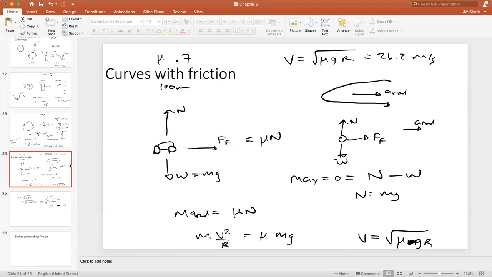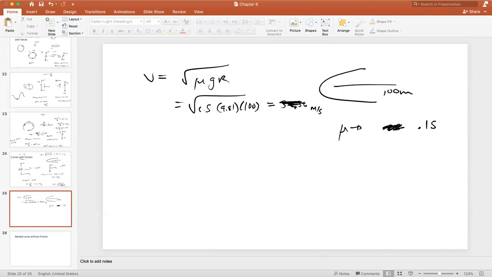Oh, I see what I did wrong. I'm so sorry, you guys. This is not 1.5. This is 0.15. 0.15 times 9.81 times 100 is 147. Take the square root of that, I get 12. So this is 12.13 meters per second. Okay, so that's the maximum on a rainy, wet road that has no traction, no friction. You have to slow down to about 25, 30 miles an hour to take it safely without sliding off the road.